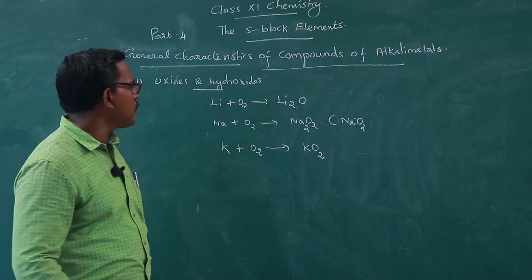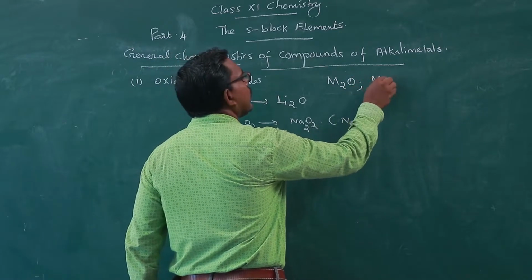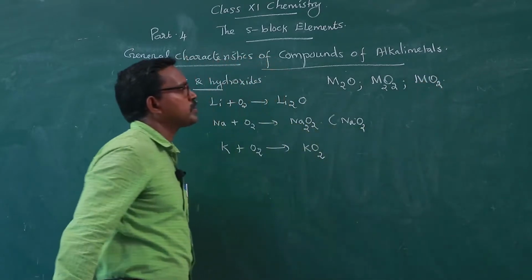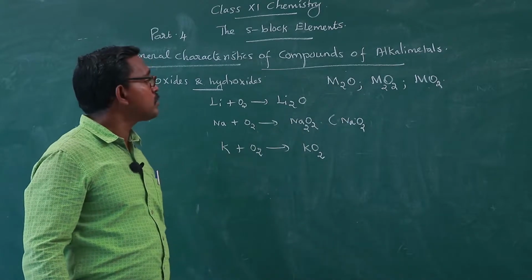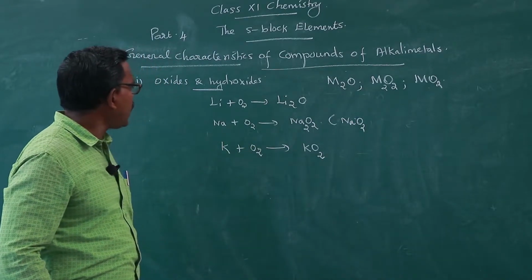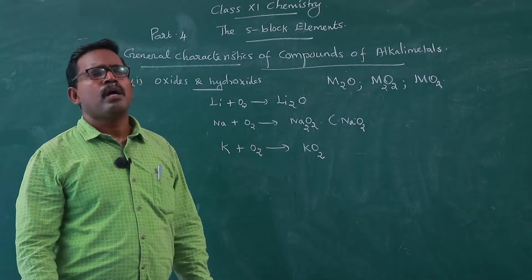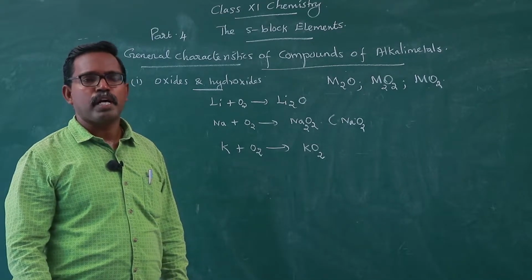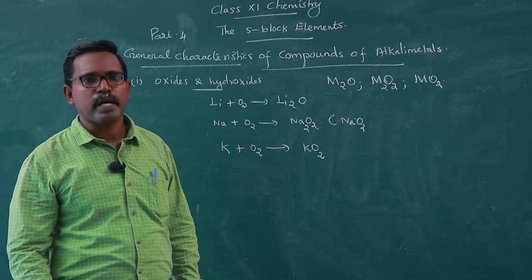So these compounds are generally written as M2O for metal oxides, M2O2 for peroxides, and MO2 for superoxides, where M is an alkali metal: lithium, sodium, potassium, rubidium and cesium. Hydroxides: the metals readily react with water and provide the compounds called hydroxides. Lithium hydroxide, sodium hydroxide, potassium hydroxide, rubidium hydroxide and cesium hydroxide.